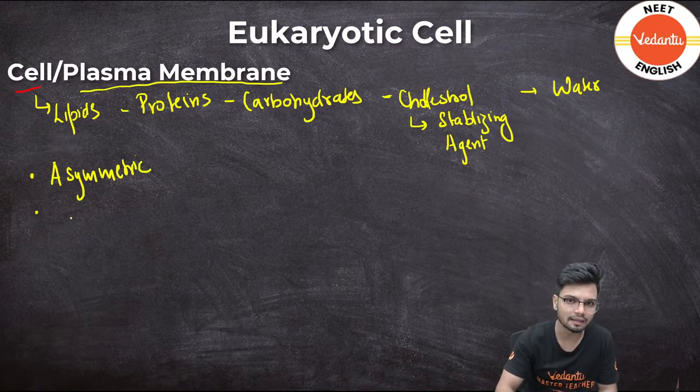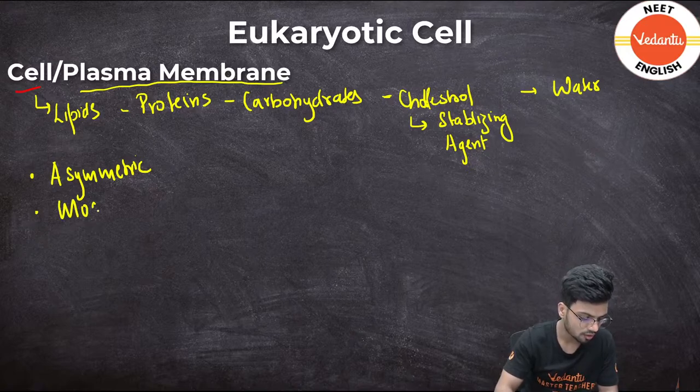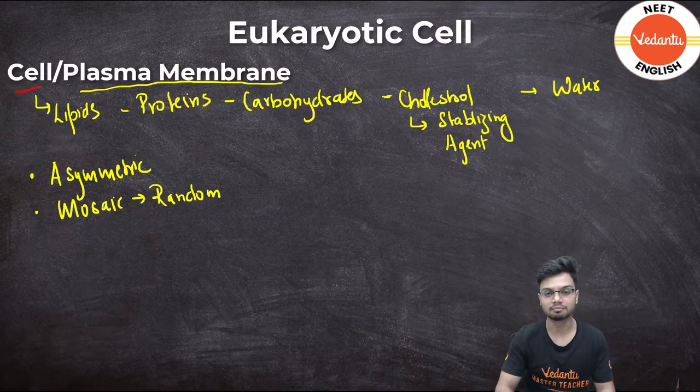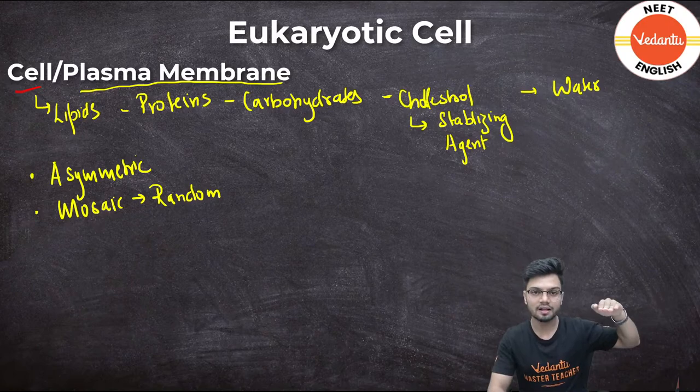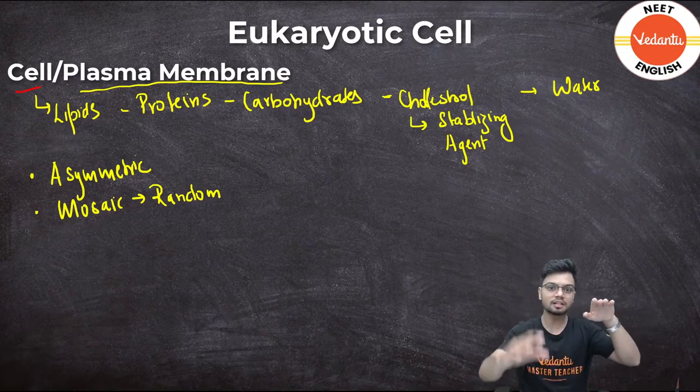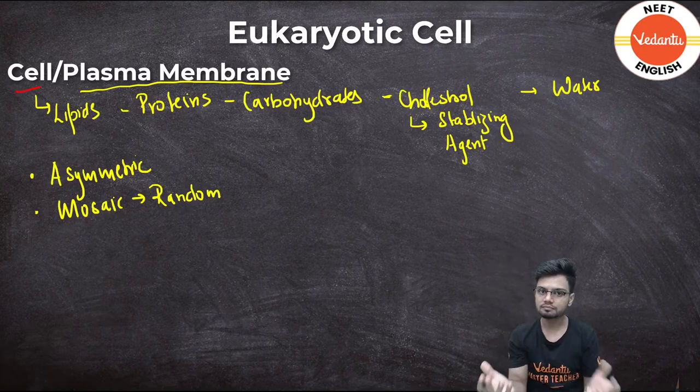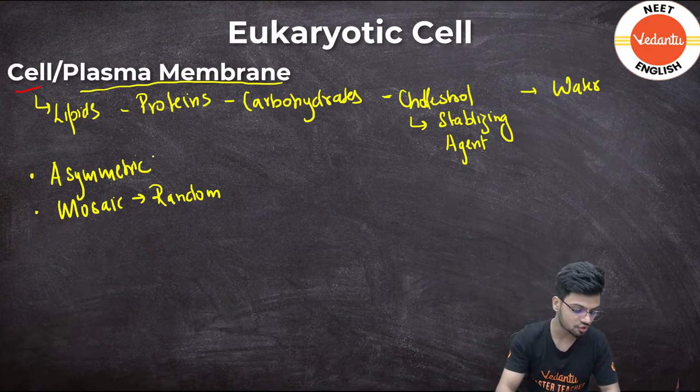Apart from asymmetric, your plasma membrane is said to be mosaic. Now, what is the meaning of mosaic? Mosaic means it is very random. That is, there is a protein layer, suddenly there is a lipid layer, suddenly a protein will come, then you have a lipid layer again, a protein layer again. That is, it is a completely random structure.